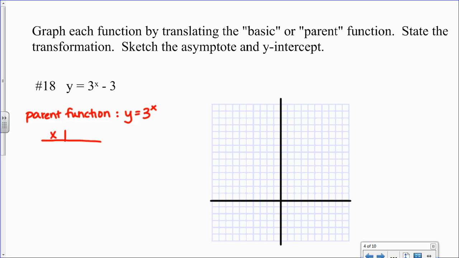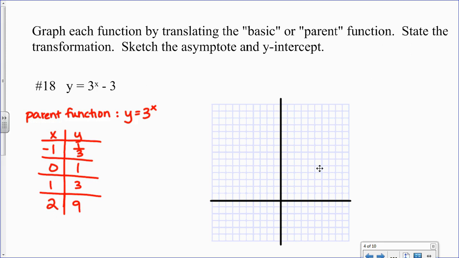I'm going to make a table, and I'm not going to use as many points, but I do want at least one negative. So I'm going to do -1, 0, 1, and 2. Again, I'm looking at the parent function here, not at the minus 3. So 3 to the negative first power is 1/3. 3 to the 0 is 1. 3 to the first is 3, and 3 squared is 9.